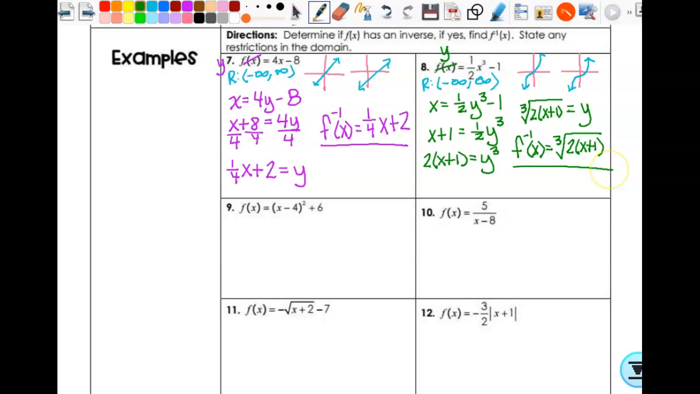Okay. So once again, I could have distributed and I could have the cube root of 2x plus 2, and that's fine. But if I need to graph this, I want it in that form so I can see my transformations, right? I just have to factor it right back out to graph, so might as well just leave it like that. Okay, we good? Any questions? All right, let's look at number 9.